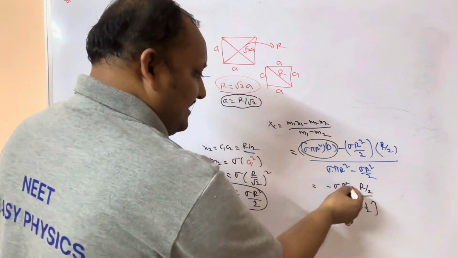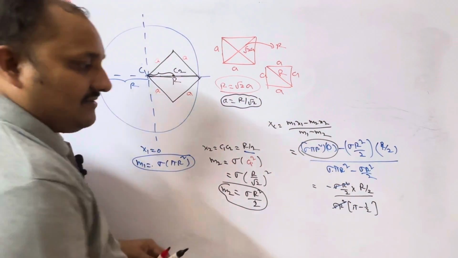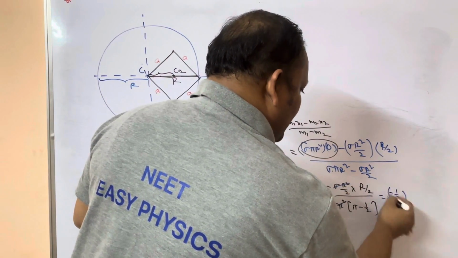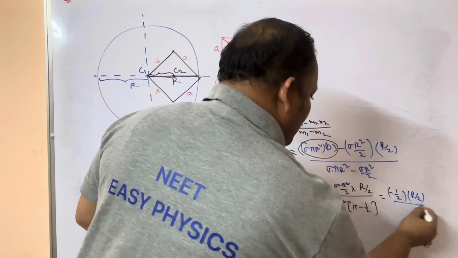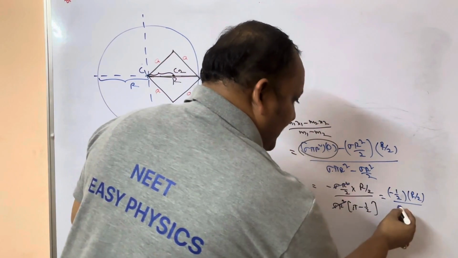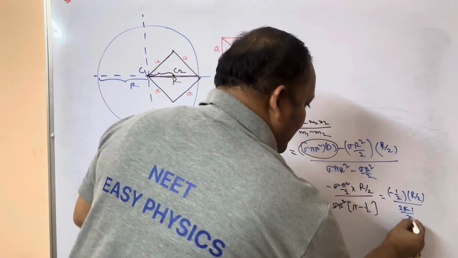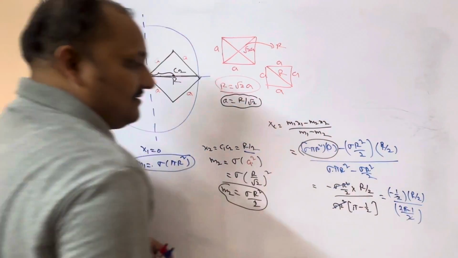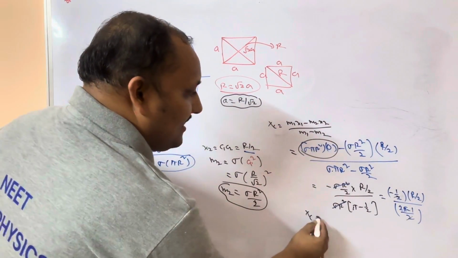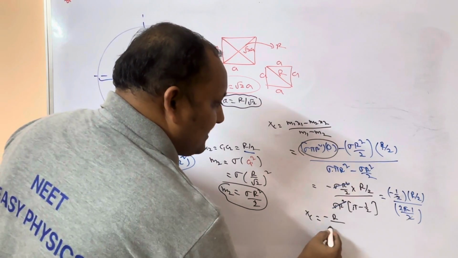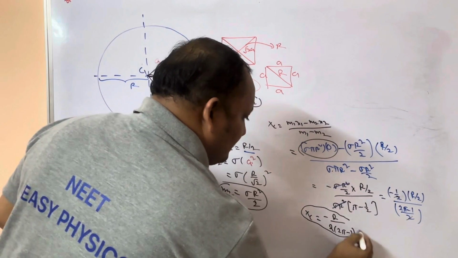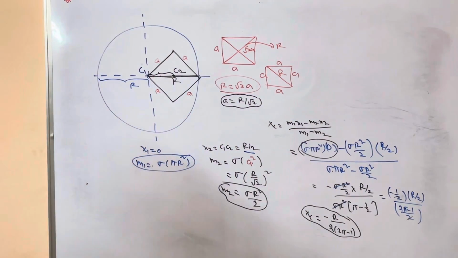What will be cancelled? Sigma r square, sigma r square. So in this, minus 1 by 2 into r by 2 by pi minus 1 by 2. That is going to be 2 pi minus 1 by 2. Again 2 will be cancelled. Therefore, the final answer is going to be x is equal to minus r by 2 times of 2 pi minus 1. This is the new position of center of mass.